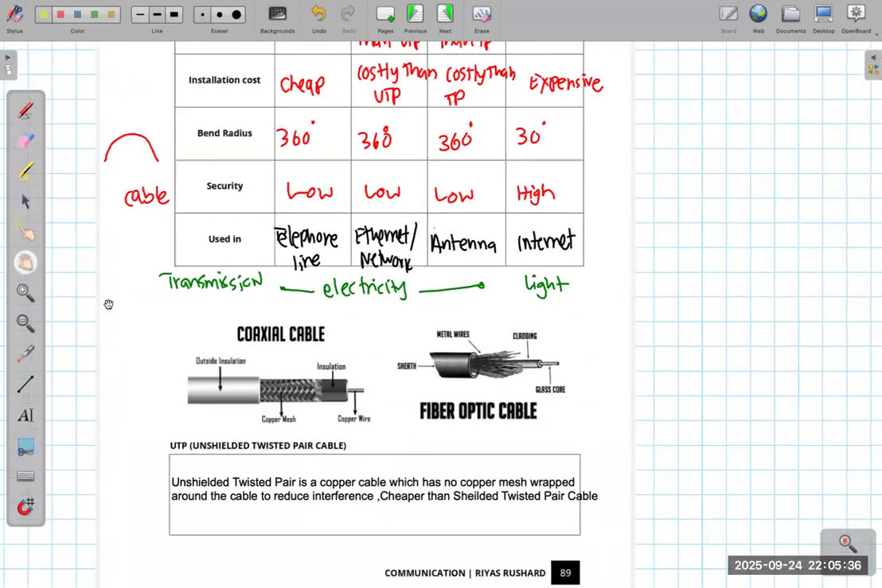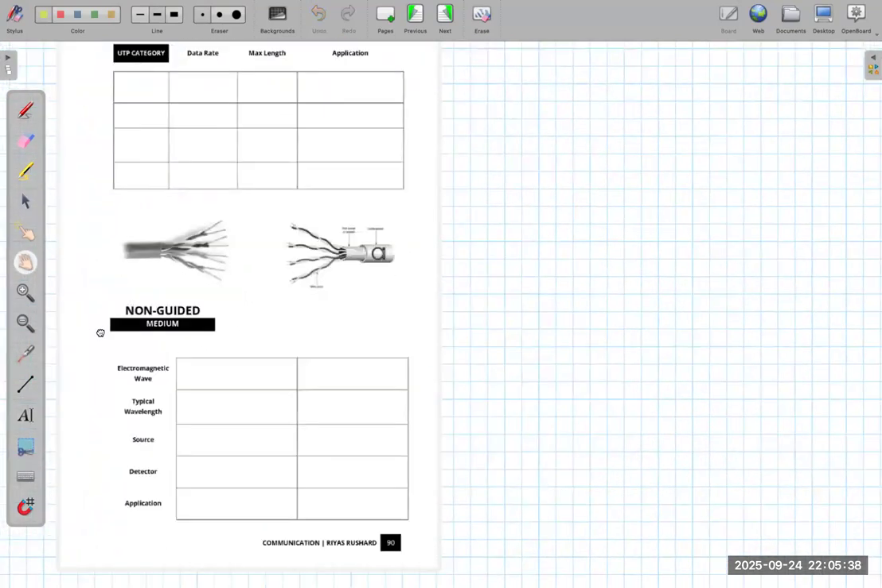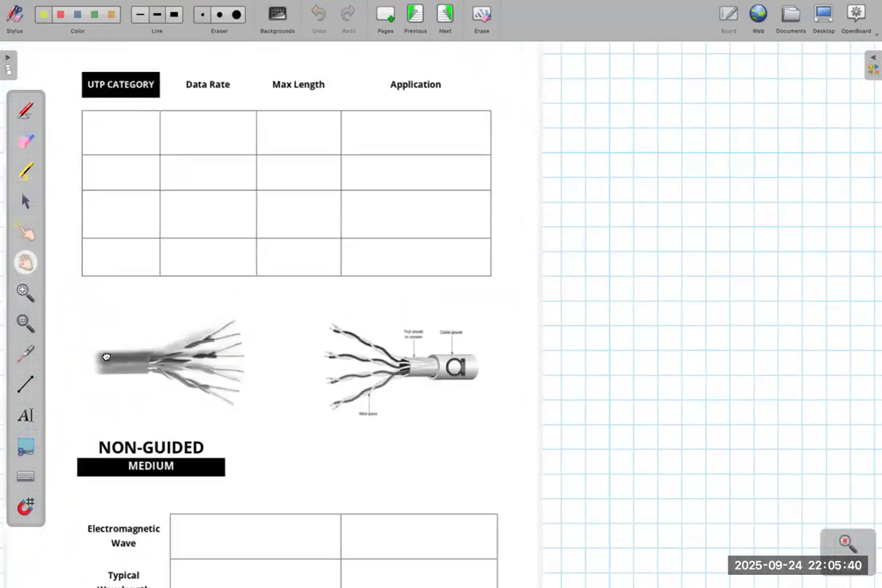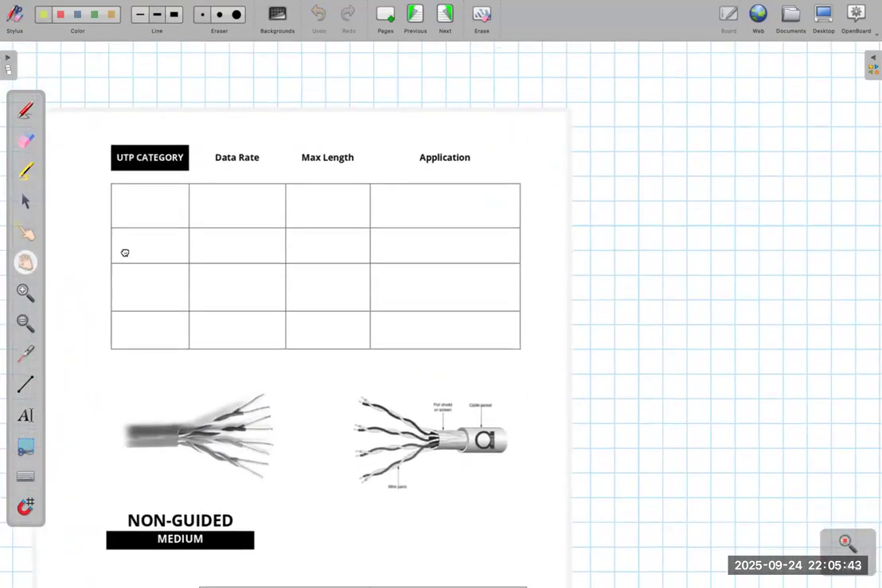Okay, done and dusted. Let's get into the next one. We do have different types of unshielded twisted pair cables. UTP cable, we have category cables, like Cat 1, Cat 2, Cat 4, Cat 5, and Cat 7. These are different types of unshielded twisted pair cable.